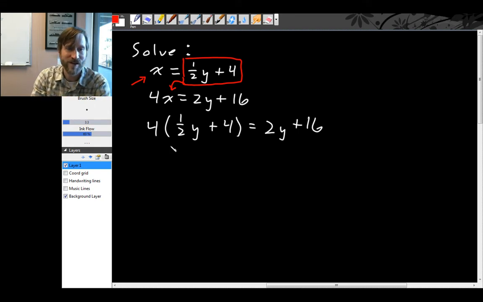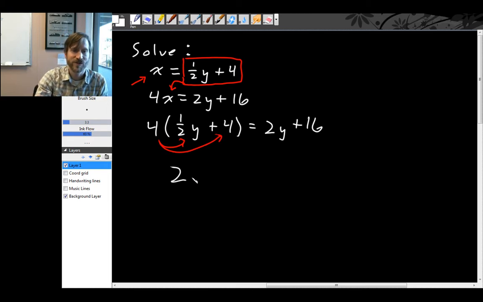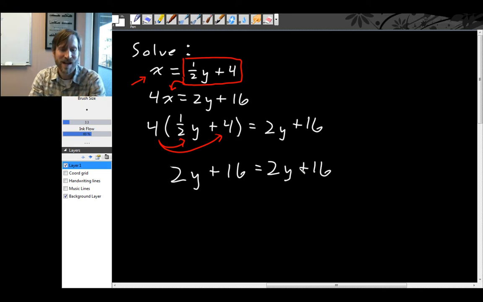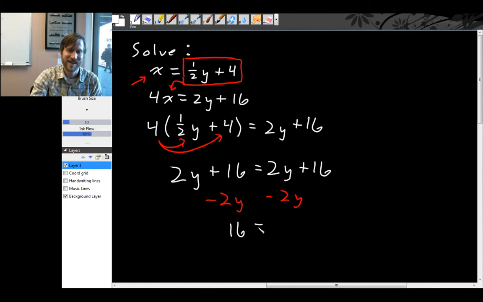So we'll start by distributing this 4. We get 4 times 1/2 is 2, so 2y plus 4 times 4 is 16, equals 2y plus 16. And now, to solve this sort of equation, we need to get all the y's to one side. So let's subtract 2y from both sides. And we get 16 equals 16.